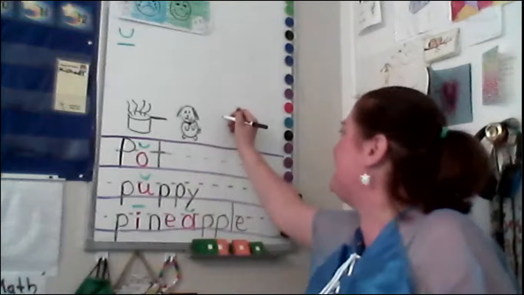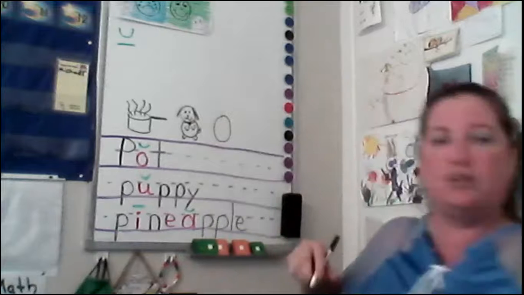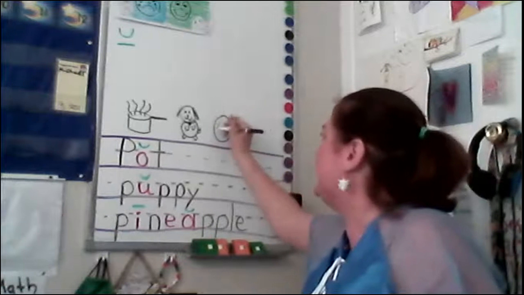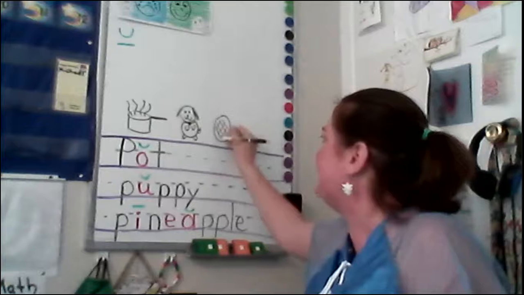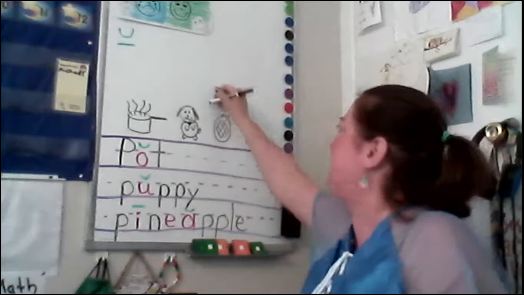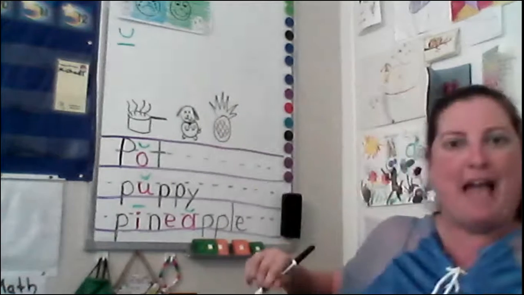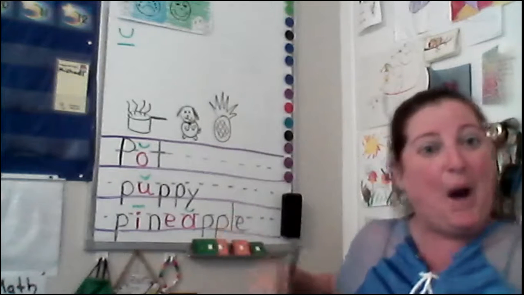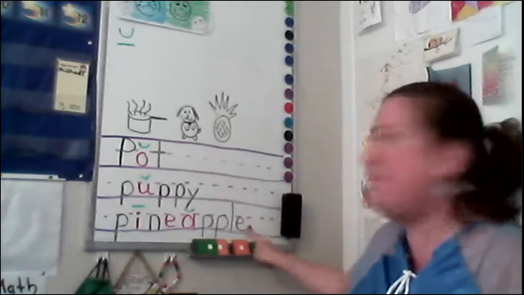So to draw a pineapple, I'm just going to do an oval, which is a long circle, and then I'm going to put some lines in it because pineapples have all those triangle lines, right? And then on top, I'm just going to go up, down, up, down, up, down. Now we have a pineapple. Oh my gosh. So we have the words pot, puppy, and pineapple.